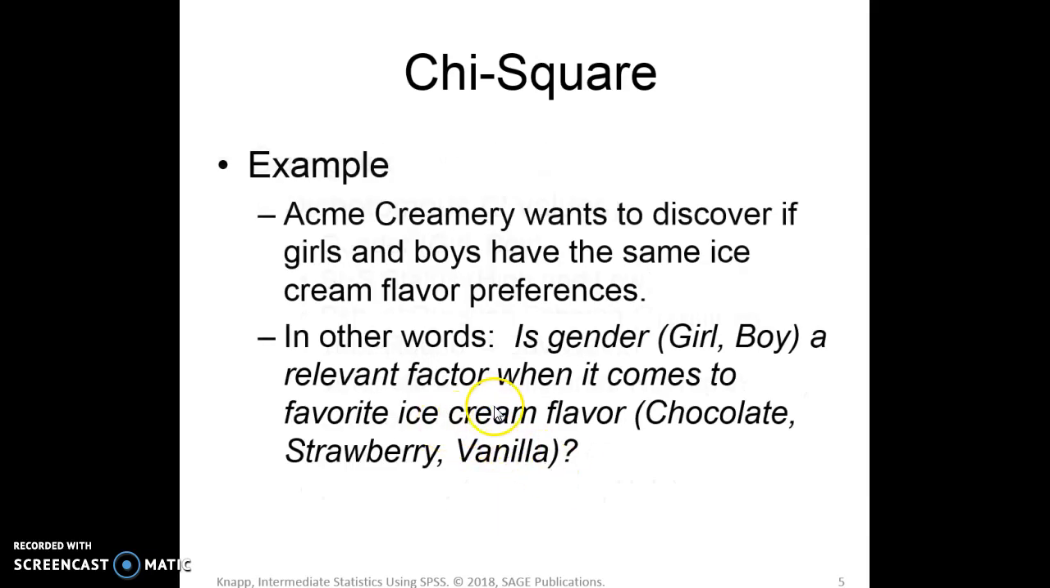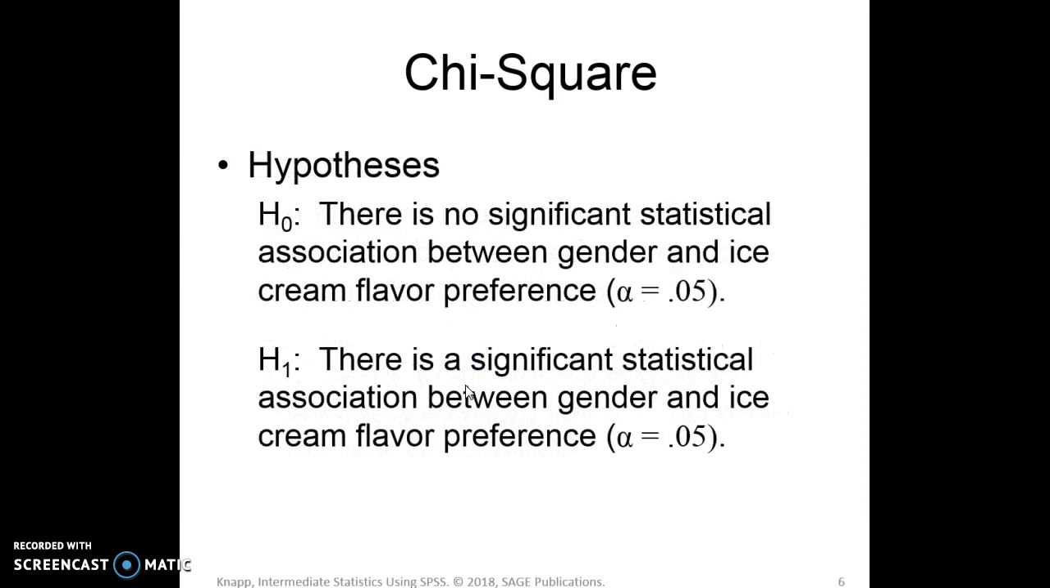Let's look at an example of a chi-square. Acme Creamery wants to discover if girls and boys have the same ice cream flavor preferences. In other words, is gender, girl and boy, a relevant factor when it comes to favorite ice cream flavor, chocolate, strawberry, vanilla? Is there an association between ice cream flavor and girls and boys? Or are they independent of one another? I'll explain that in a moment.